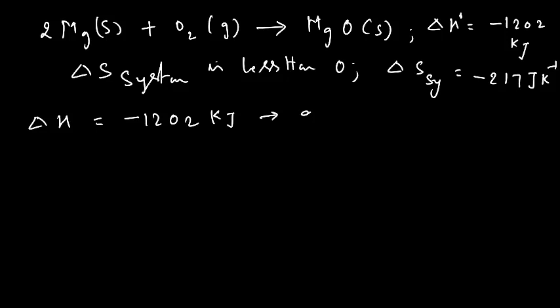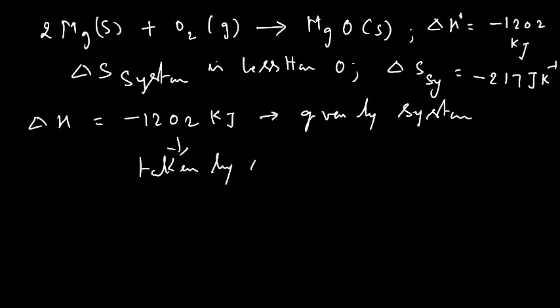This heat is given by the system, and as it is given by the system, it is taken by the surroundings. As it is taken by the surroundings, therefore this becomes plus 1202. The heat is given by the system, therefore represented by minus. As the heat is taken by surroundings, the energy of the surroundings increases, therefore it is plus.